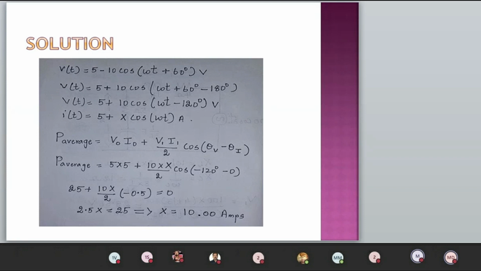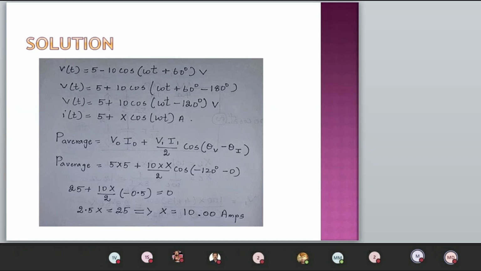Now you know average power is 0. So 5 into 5, 25, plus 10x by 2 times cos of 120 degrees, which is nothing but minus 0.5 because it is in the second quadrant. So it will be minus 5x by 2 plus 25. That will give you 2.5x equal to 25, and x is equal to 10 amps.